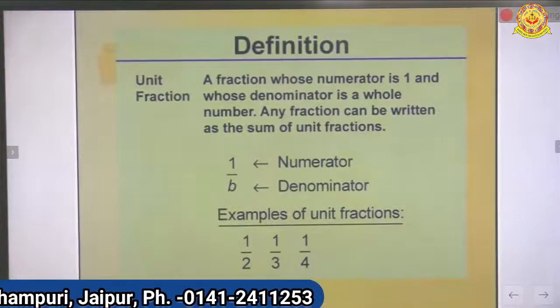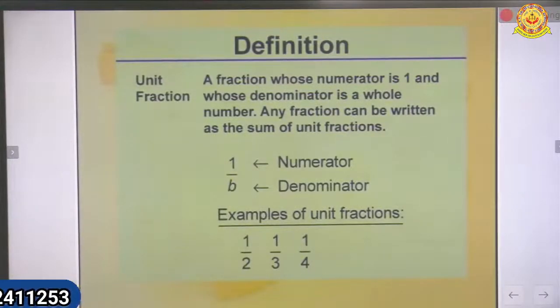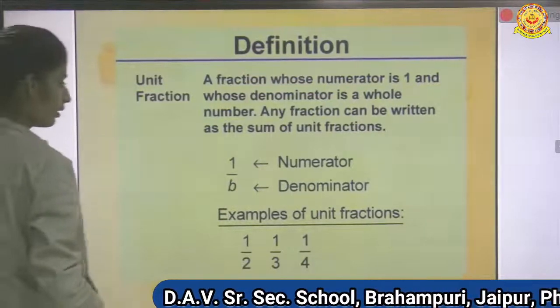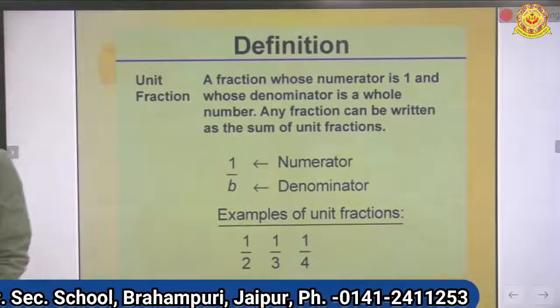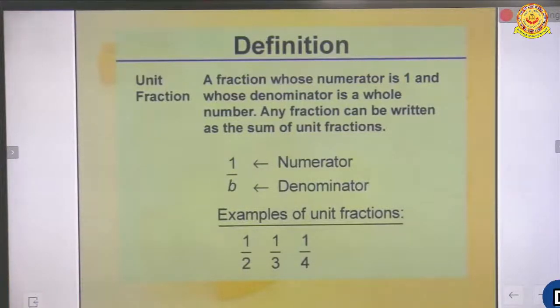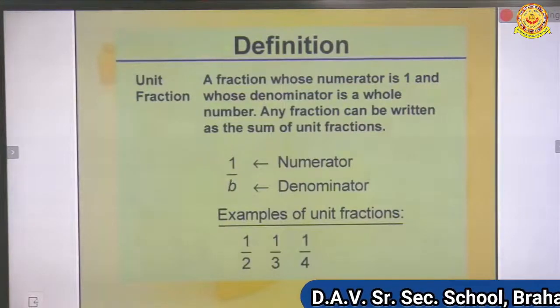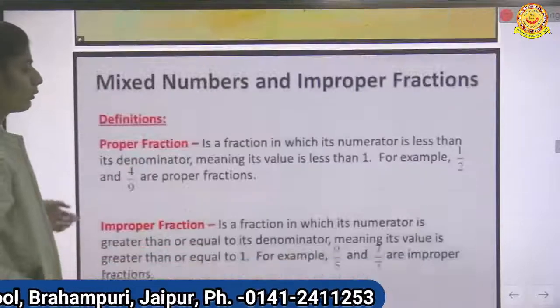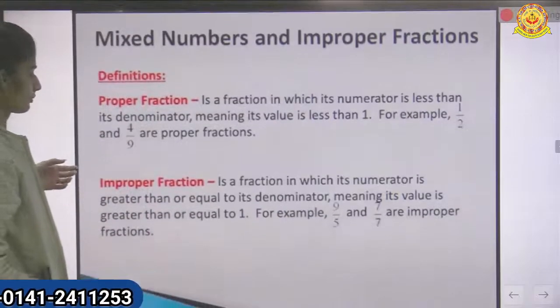Whatever the denominator is, the numerator should be 1 only. Like 1 upon 2, 1 upon 4, 1 upon 8, 1 upon 100. Any other denominator we can have. Okay, is this clear to everyone? Unit fraction, the simplest type of fraction. Now first we have done like fraction, second unlike fraction, third unit fraction. Now proper and improper fraction.